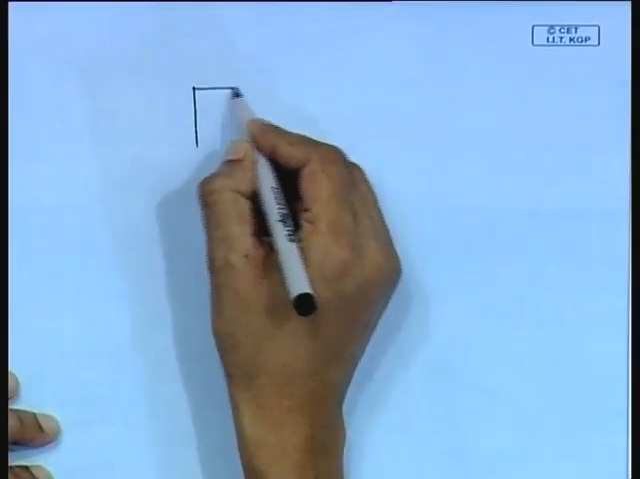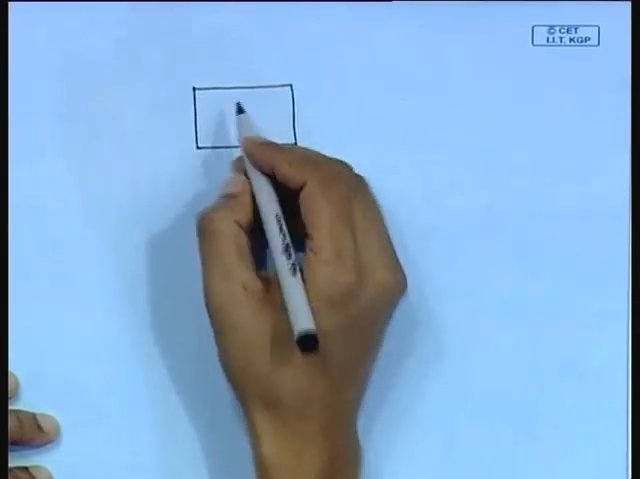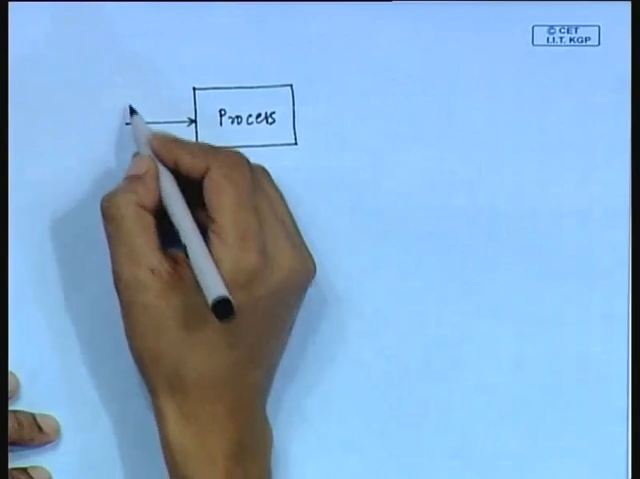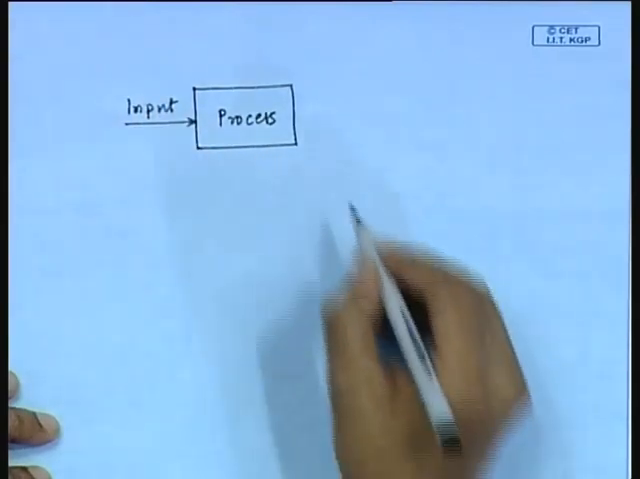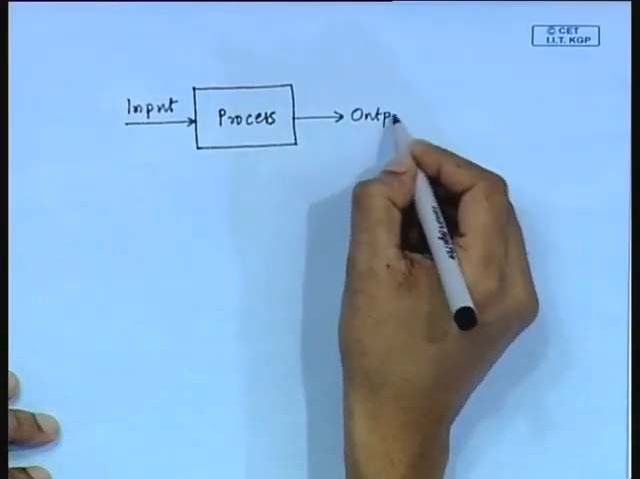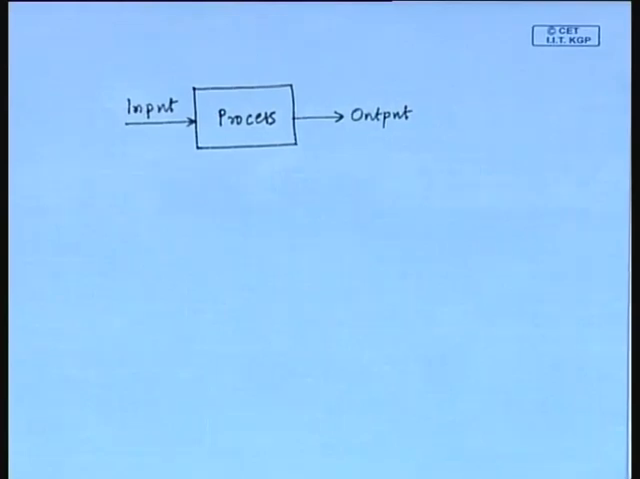Next, we will discuss the different forcing functions. Forcing functions are usually the input variables. Suppose we have a process, this is a chemical process. This is the input to the process and this is the output. Fine. Now suppose initially the process is at steady state. We want to investigate the transient behavior of this process. We want to observe the dynamics of this process.